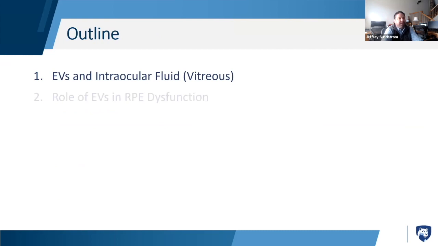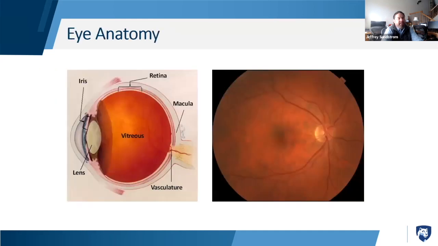I'm sure this is a mixed audience. There are not too many people that do EVs in relationship to the eye. So I'm going to talk a little bit about the eye, and then I'll move over to some more basic science research about the EVs and how they impact RPE dysfunction. So just some basic eye anatomy to begin. Obviously light comes through the front of the eye, and the retina is like the film in the camera.